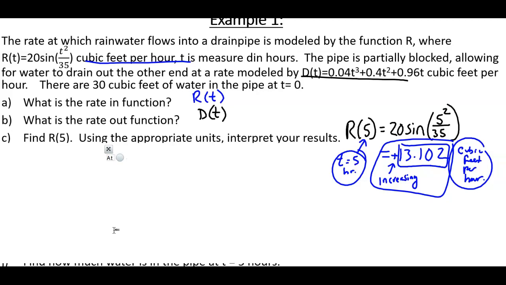At T equals 5 hours, the rate at which water flows into the drain pipe is 13.102 cubic feet per hour. That's what the result means. So at T equals 5, the rate at which the water is being added into the pipe is 13.102 cubic feet per hour. All right. Let's go ahead and move on to the next question.